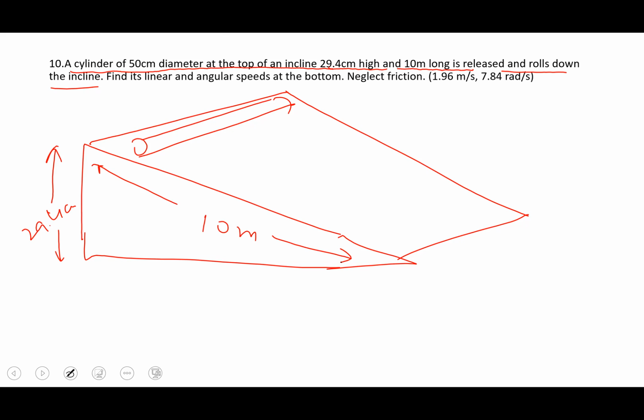Now as it is rolling down, we have to know the moment of inertia of this cylinder, and we have to know the angular speed of this cylinder, and neglecting all friction, find its linear and angular speed. That means we have to find the value of v as well as the value of omega as it moves down.